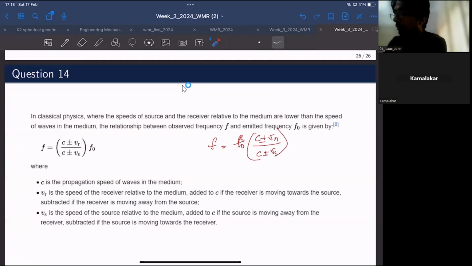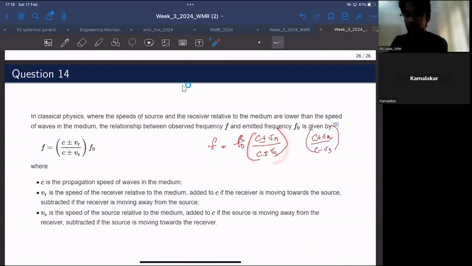So how do you do that? If you want to make this ratio as big as possible, in this numerator we have to add, right? C plus Vr has to be added, because that is when this term can be maximized. And this denominator will have to be minimized. It has to be C minus Vs.